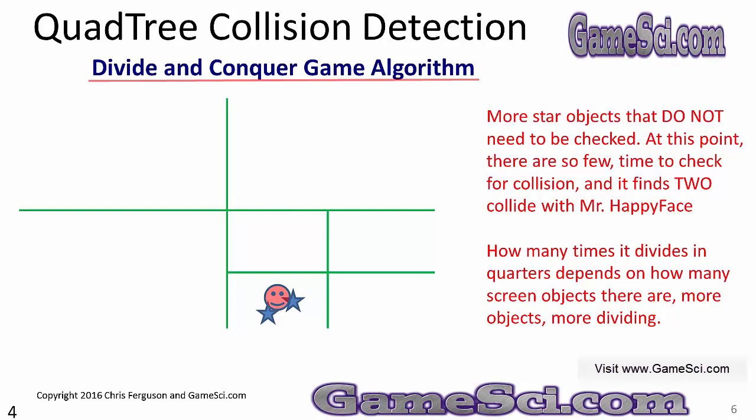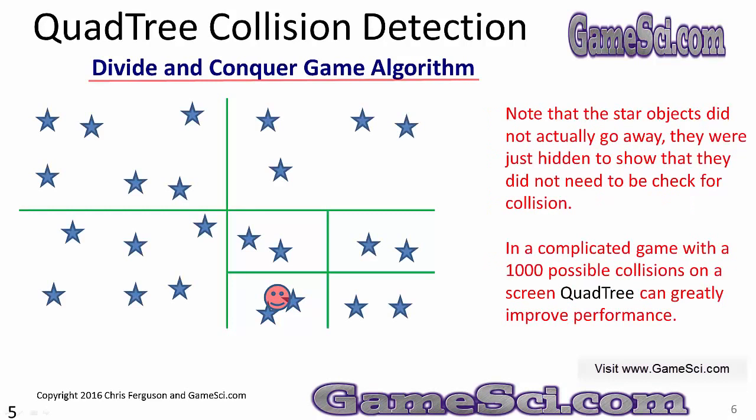Now, how many times it divides in quarters depends on how many screen objects there are. The more objects you have, the more dividing you do. If I was trying to check 1,000 different objects, I'd have to sub-quadrant many different times. I'd recursively call myself more. The total number of objects you want to see if you collide with determines how many times you recursively call the Quadtree algorithm.